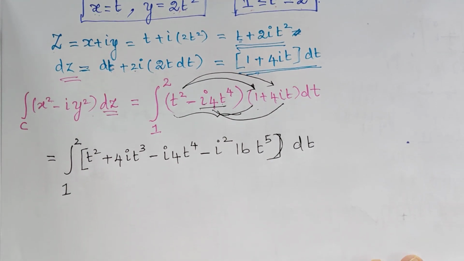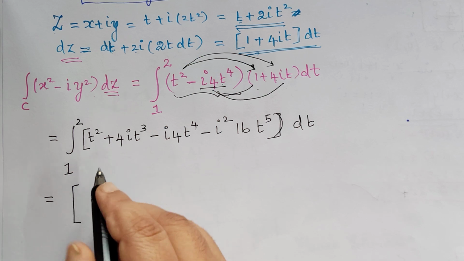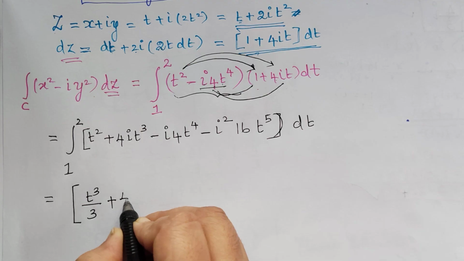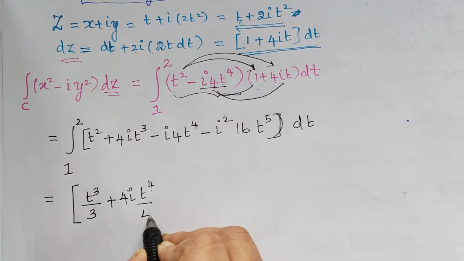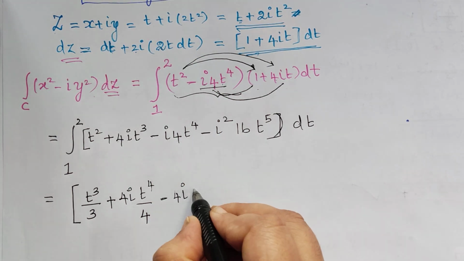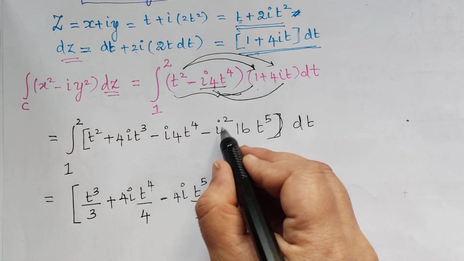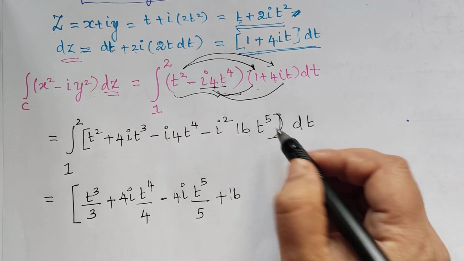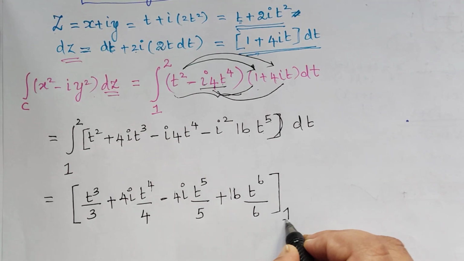So now we shall directly integrate it. On integration we get: the integration of t square is t to the power 3 by 3, plus 4i multiplied with the integration of t cube, which is t power 4 by 4, minus 4i times the integration of t power 4, which is t to the power 5 divided by 5. And then i square is minus 1, and minus into minus will become plus 16. The integration of t power 5 is t to the power 6 divided by 6. And this is between the limits 1 and 2.